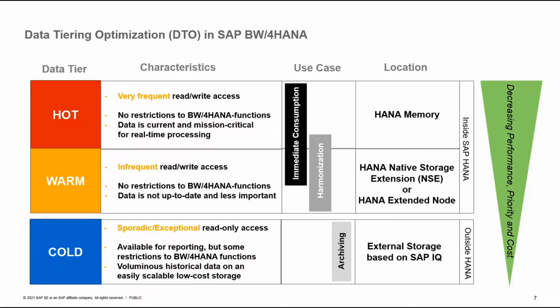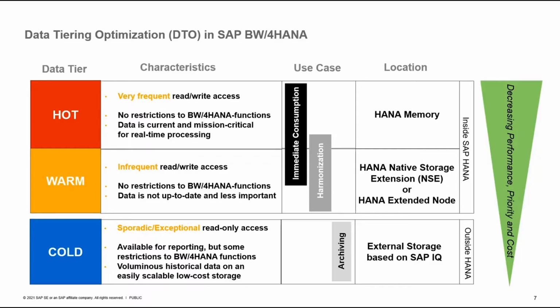So more details about these 3 tiers. As I said, hot is very important, has no restrictions to BW functions. The data is mission critical and is required for real-time processing. So it's kept in memory, that's the standard way, and is important for immediate consumption. It comes with the highest cost, but also the best performance.